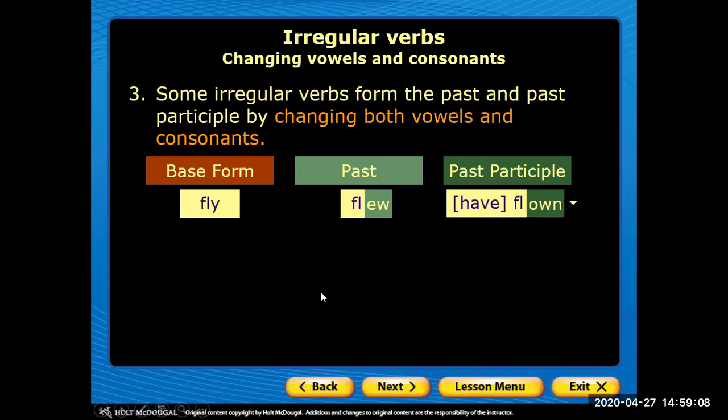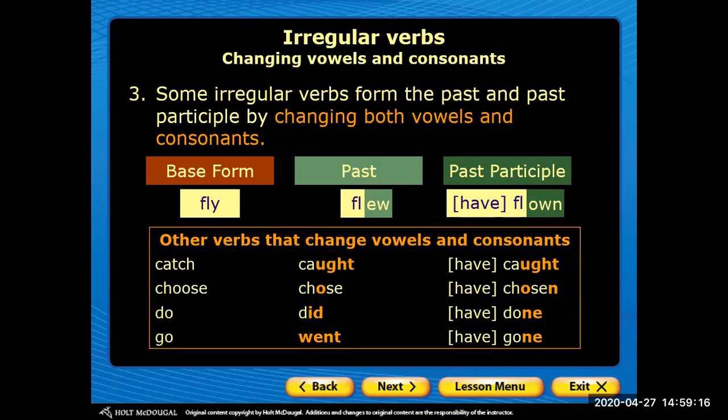So what happened to the verb here, Muhammad? Changed a consonant and added a vowel. Very good. Another example, can you give me other examples? Catch, caught, have caught. Very good. Choose, chose, have chosen. Excellent. Do, did, have done. Very good. Have or has or had done. Very good.